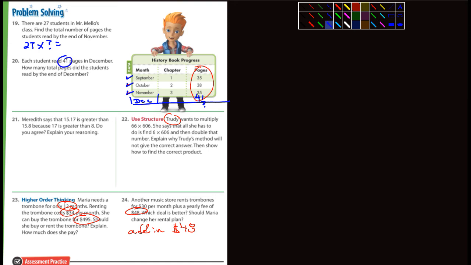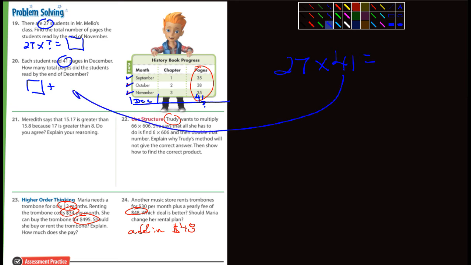How many total pages did the students read by the end of December? So whatever the answer is here, you're going to add that to the number of pages in December that they read. And so that's going to be 27 times 41. That would end up going right here.